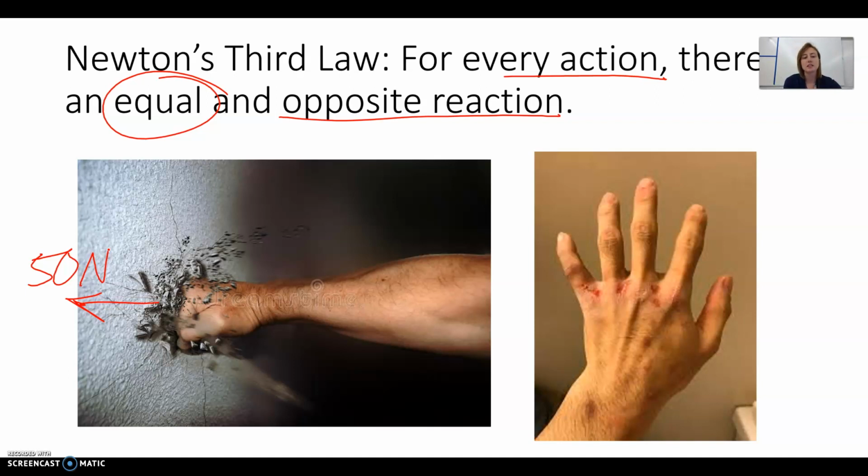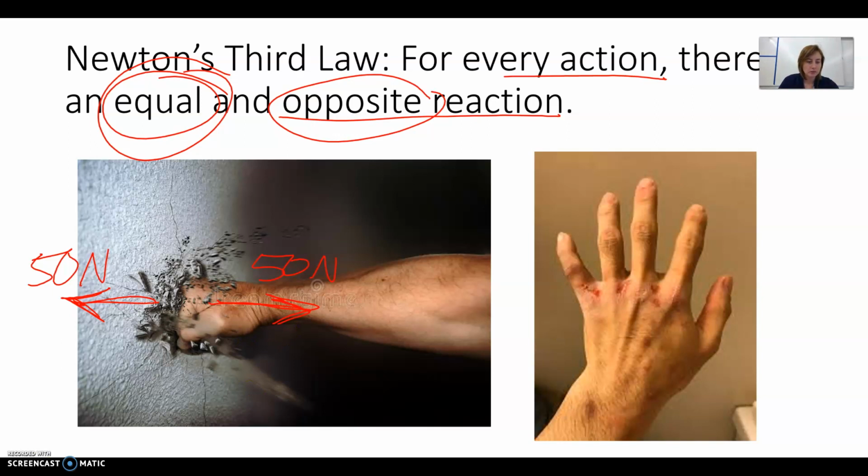So let's imagine the guy is punching the wall with 50 newtons of force. That means the wall hits his hand back also with 50 newtons of force. And so that's why it's an opposite reaction, because it's in the opposite direction. Notice these two arrows are opposite each other, but they are equal because they are the same amount of force. So that's why your hand would hurt if you punched a wall, right? That's why boxers wear boxing gloves, because they're doing lots of punching. They got to protect their hands from that force because of Newton's third law.